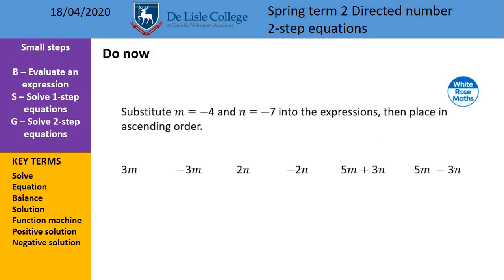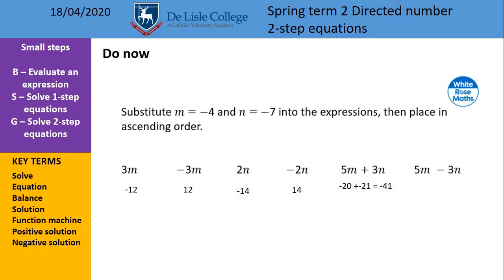Okay, welcome back. Hopefully we've had a good go at these. So I'll put up the answers for each of them. So the first one, 3m. 3 times -4 is -12. -3 times m, so that's -3 times -4. A negative times a negative will be a positive, so that's 12. -14, and again, negative times negative for that one. This one I've written out fully because this is the one where people do struggle.